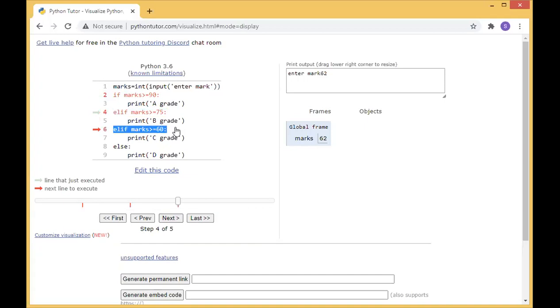So again it goes to the next condition: marks greater than or equal to 60. So here it is true. It satisfies and it goes to the seventh step. You see, so it will print C grade. Okay, so 62 is a C grade. Understood, students?